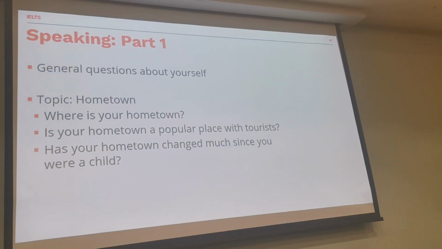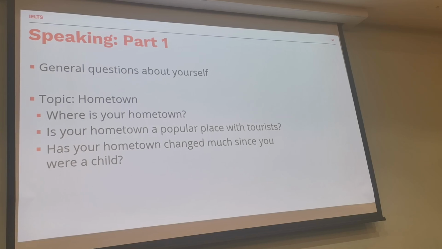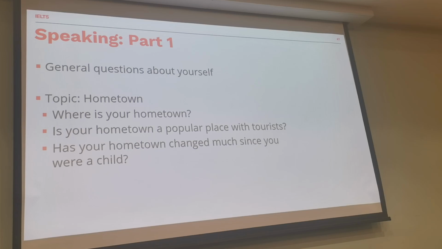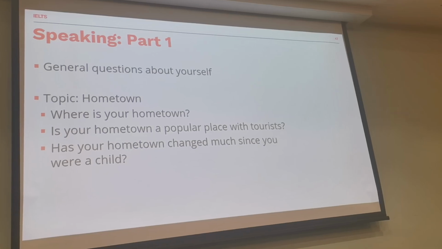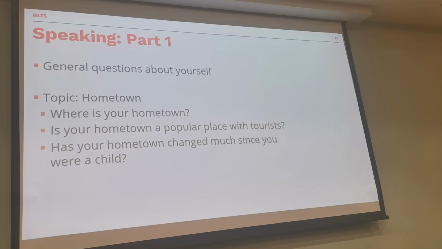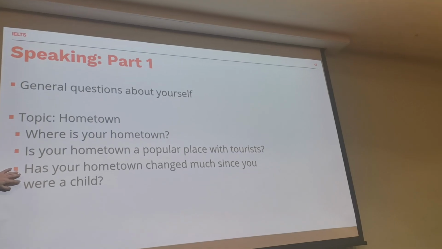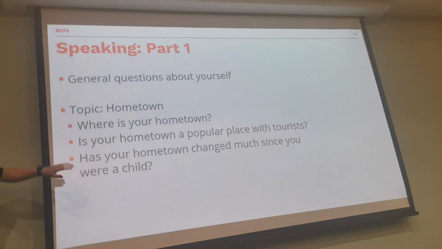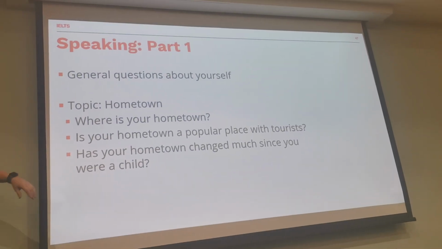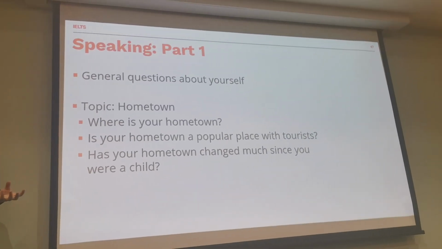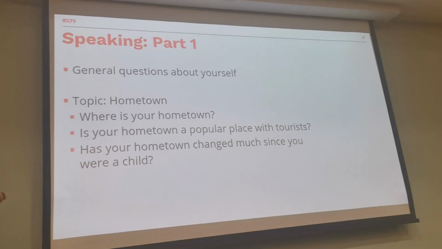So, an example. Part 1. They ask some questions about yourself and talk about your hometown. So where is your hometown? Is your hometown a popular place for tourists? Has your hometown changed much since you were a child? Looking at this one, it's asking you to talk about the past and then talk about change, so you're using present perfect tenses and things like this. Is it a popular place for tourists asks you to analyse where you live and why it's popular, giving reasons and examples.